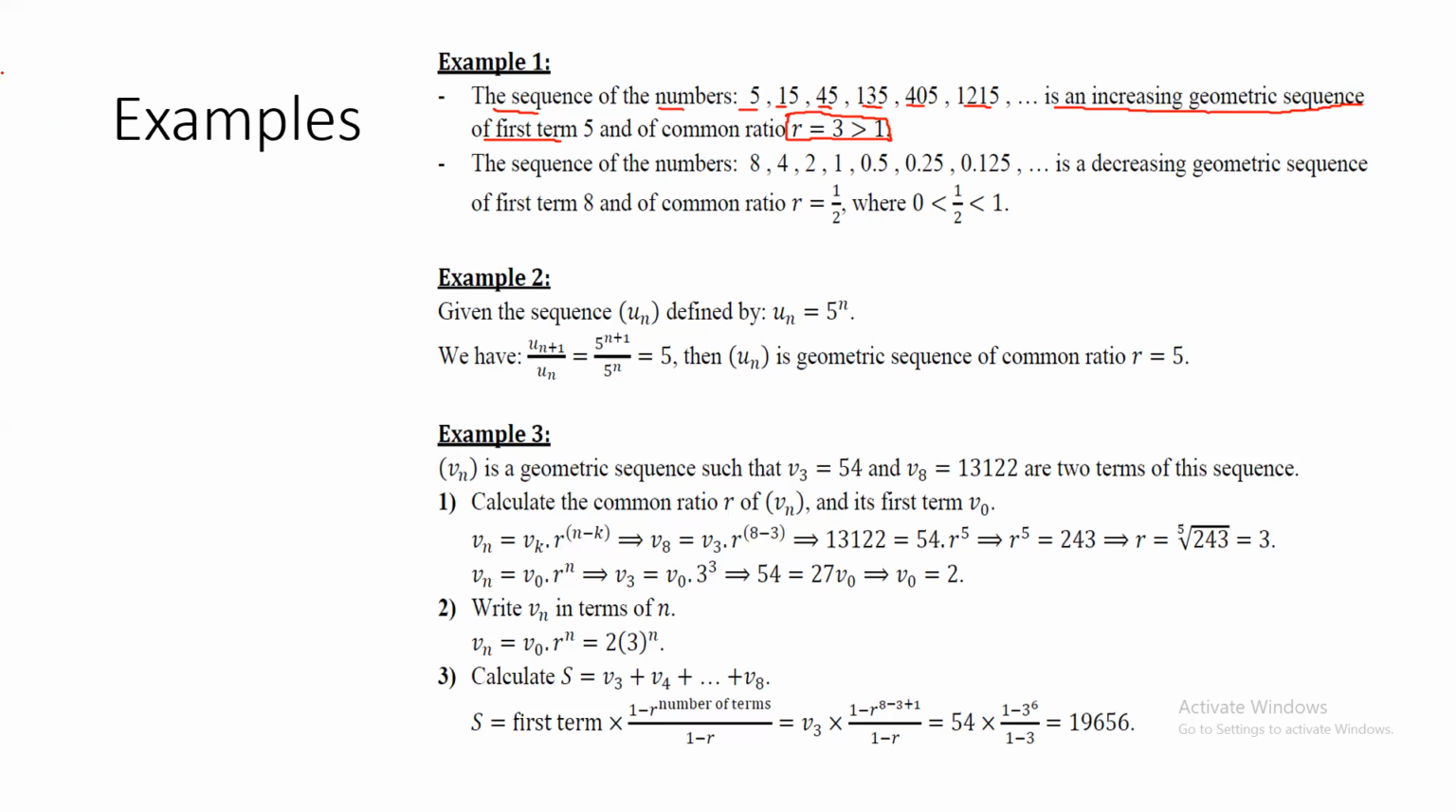If we take the second example, the sequence of numbers 8, 4, 2, 1, 0.5, etc. is a decreasing geometric sequence. The first term is 8, and the common ratio is half. If R is between 0 and 1, then it is a decreasing geometric sequence.